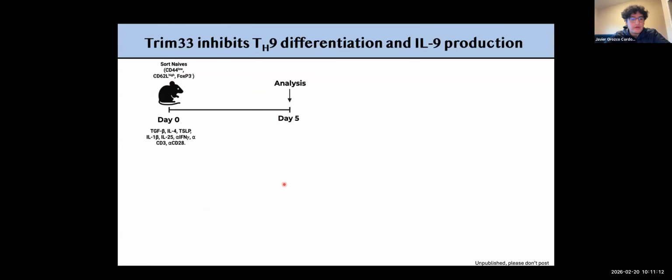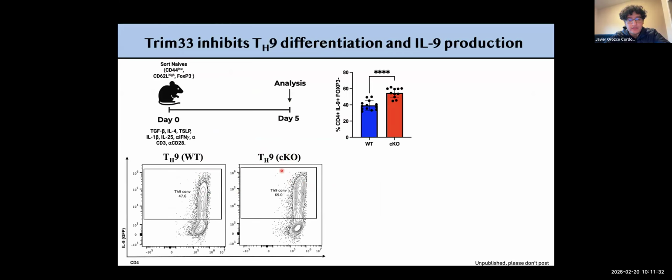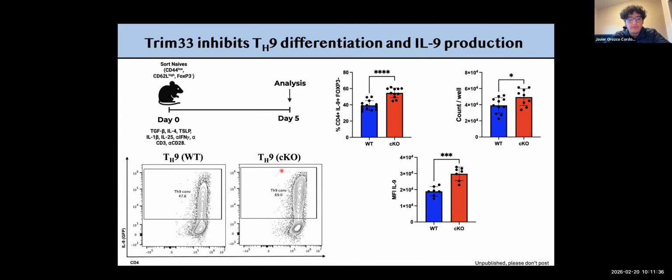With the results, what we started is that we sorted naive cells and then we differentiated them in presence of TGF-beta and IL-4, as well as other cytokines important for the expansion of these T cells. And 5 days after differentiation, we analyze them by flow cytometry. What we found is that the Th9 cells that are deficient in TRIM33 have a better differentiation both in percentage and in numbers, and they produce more IL-9, measured by the MFI of GFP.